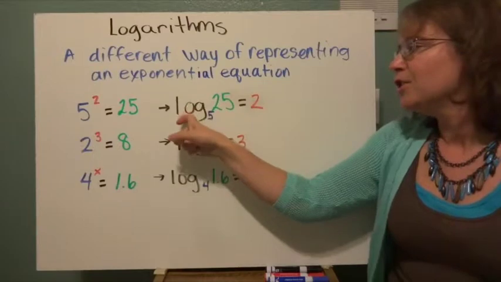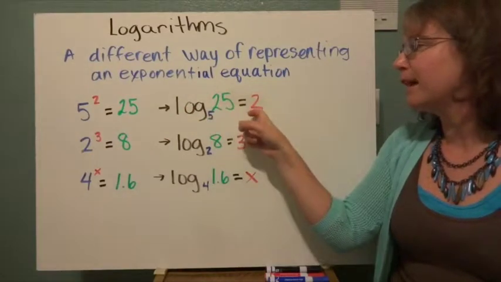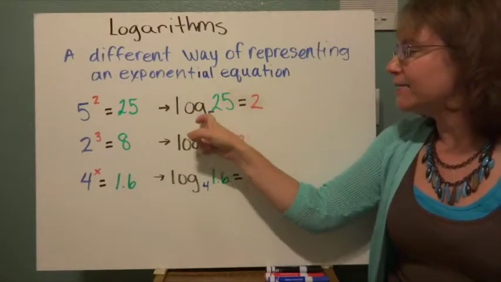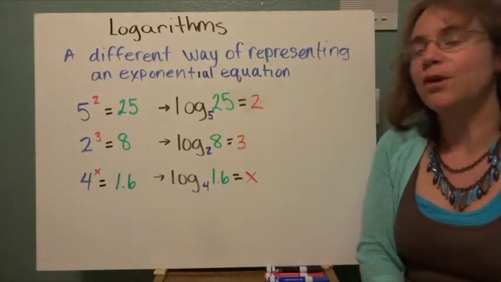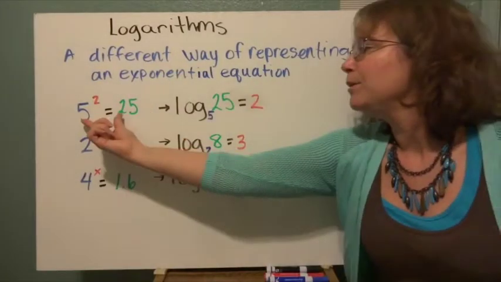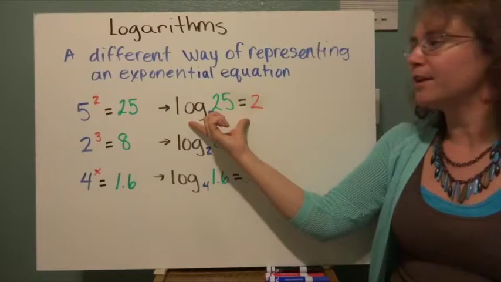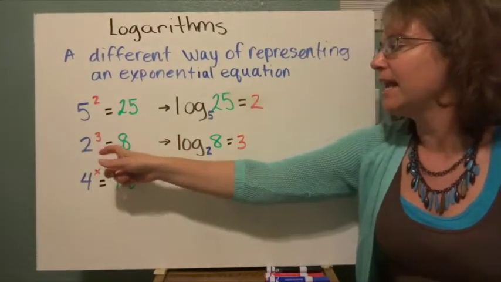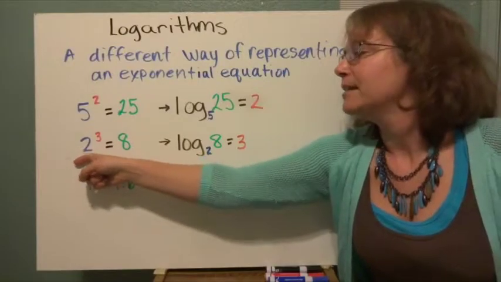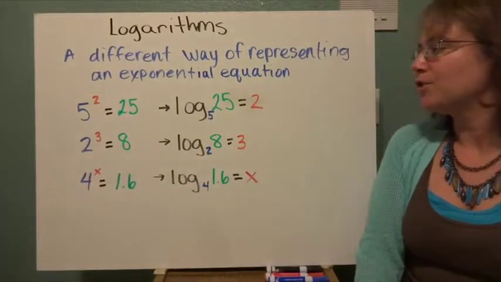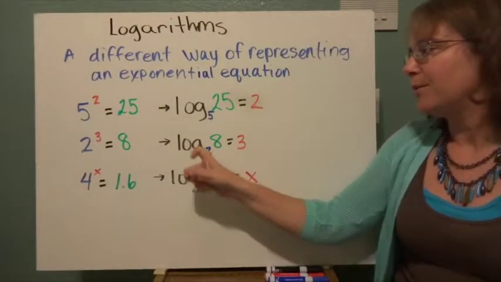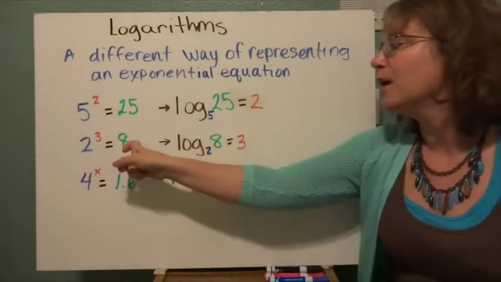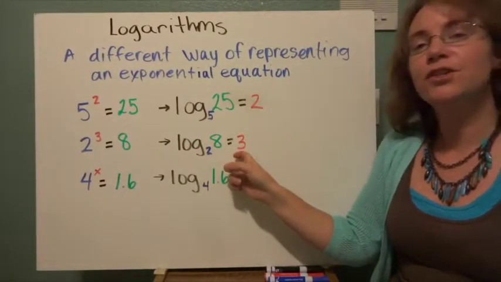So log base 5 of 25 equals 2. This says that 5 to the second power equals 25. So I rewrote the same thing, only using logarithms. Same is true here. 2 to the third power equals 8. This is called the base of my exponential equation right here, and this is also called the base. So log base 2 of 8 is equal to 3.